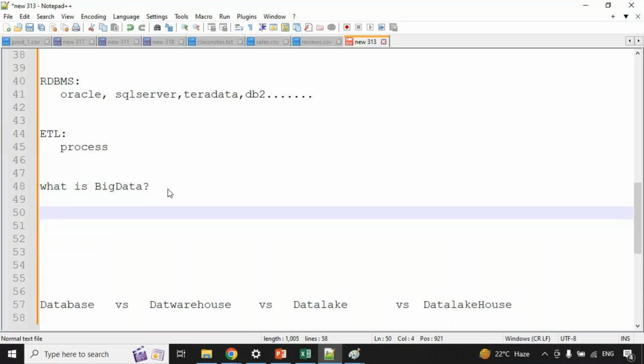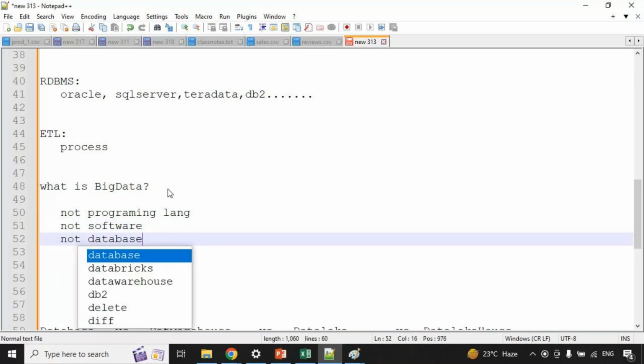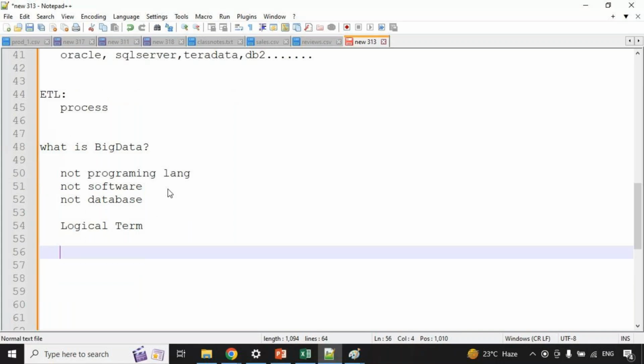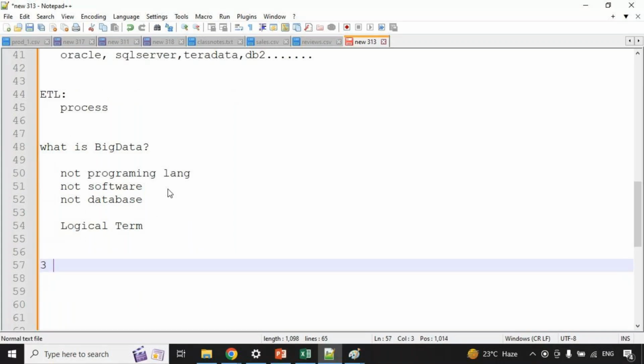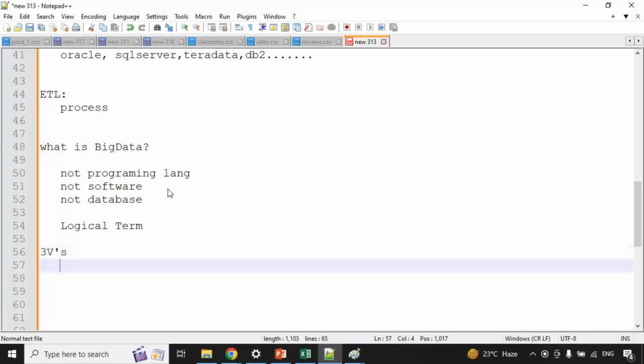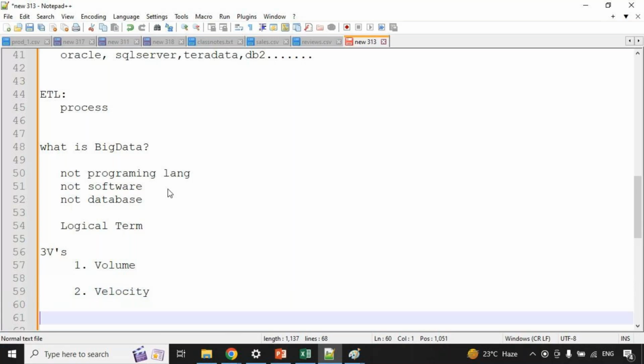Guys, big data is not any programming language. It is not a software, it is not a database. Big data is just a logical term. If any data has three characteristics, three V's. Some people say 3 V's, 7 V's, 9 V's, but the main three V's are volume, velocity, and variety.